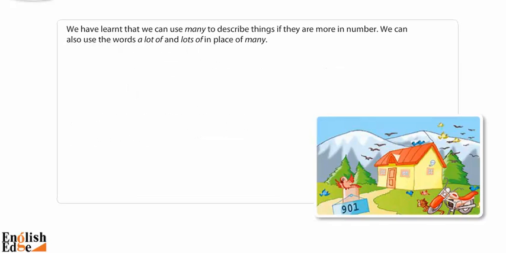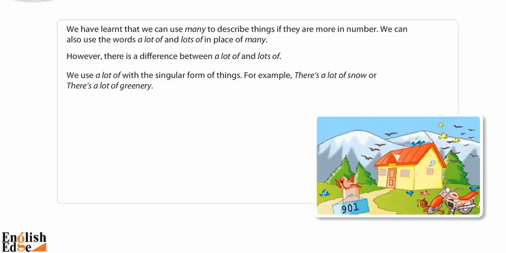We have learned that we can use many to describe things if there are more in number. We can also use the words a lot of and lots of in place of many. However, there's a difference between a lot of and lots of. We use a lot of with singular form of things. For example, there's a lot of snow or there's a lot of greenery. We use lots of with plural form of things. For example, there are lots of birds.